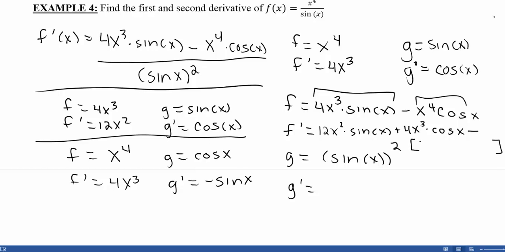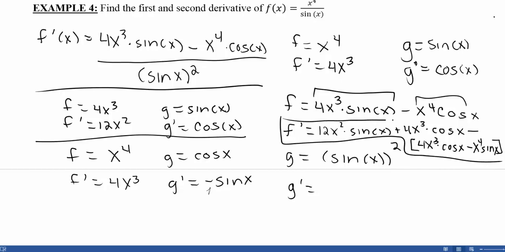So f prime times g is 4x cubed times cosine x. Now minus, because of the minus from the sine, minus x to the 4th sine x. So remember, my first derivative is this whole entire term.